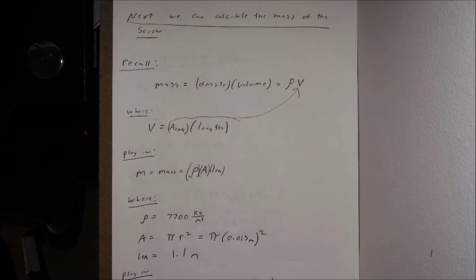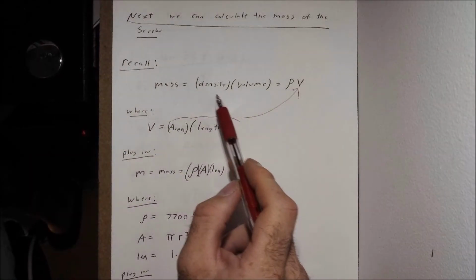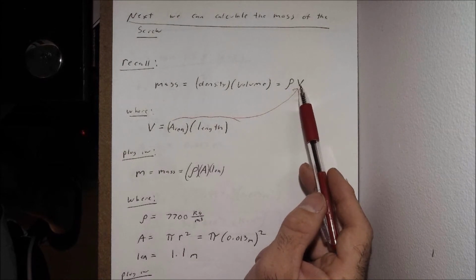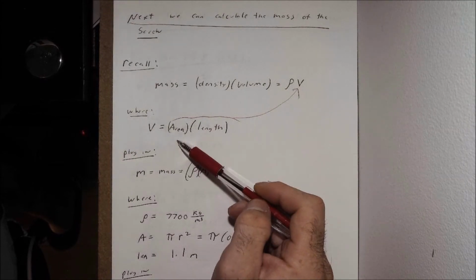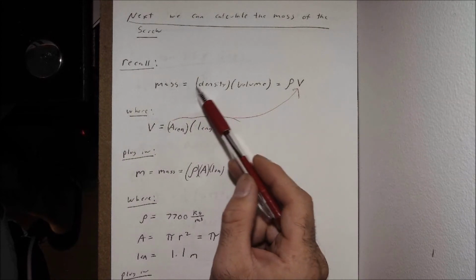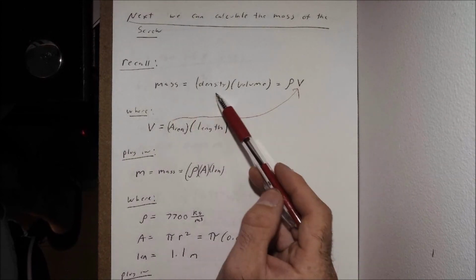So in the next step of my solution, we need to calculate the mass of the screw. We need to do a little recall from previous courses, previous textbooks. We know that mass is equal to density times volume, or rho times V when we're talking about our variables, where volume here is going to be area times the length. And area is going to be dependent on the shape. So I'm slowly plugging in from a basic equation here.